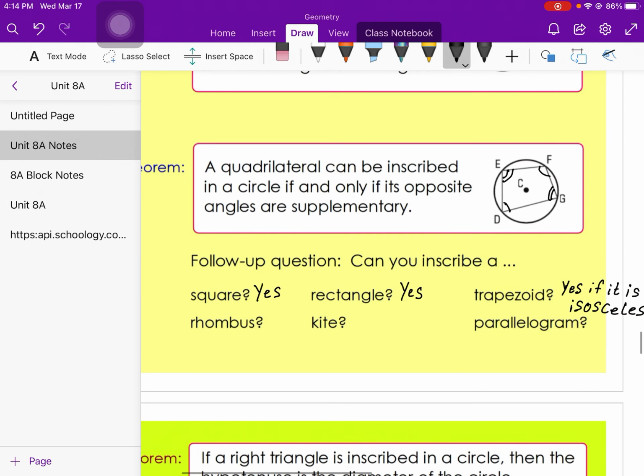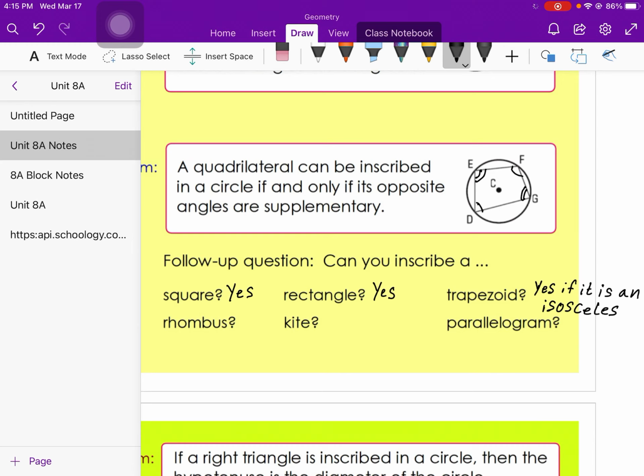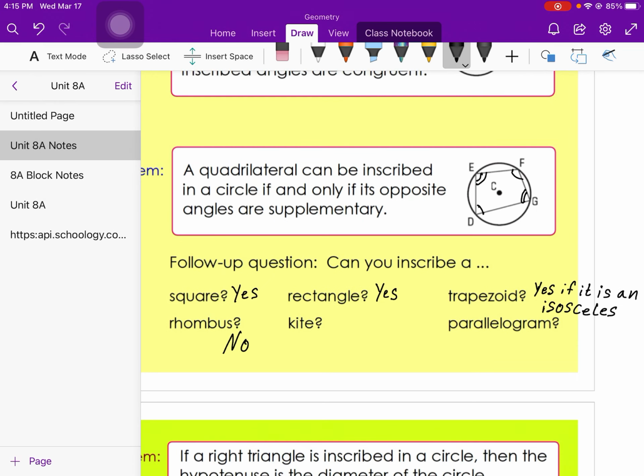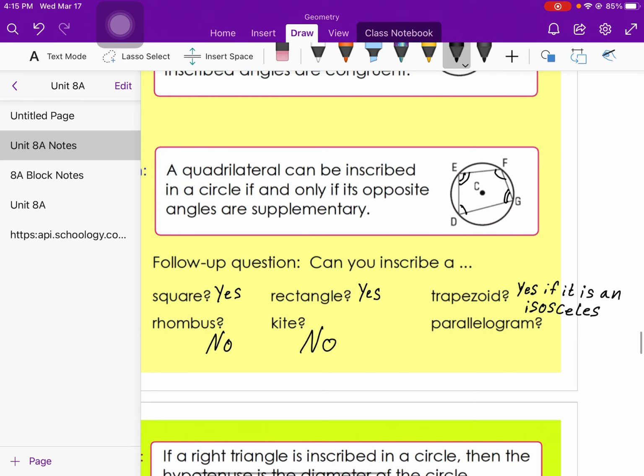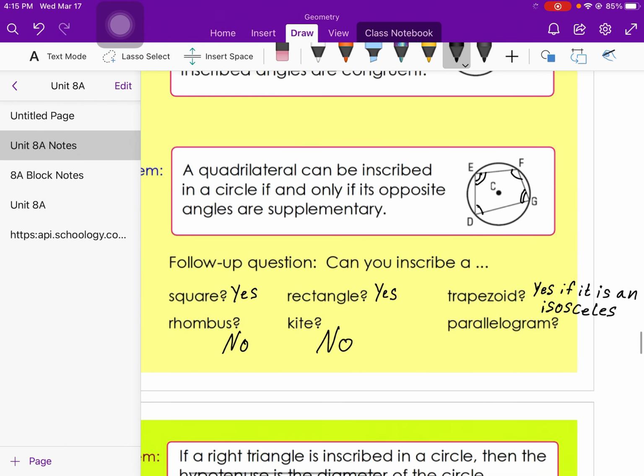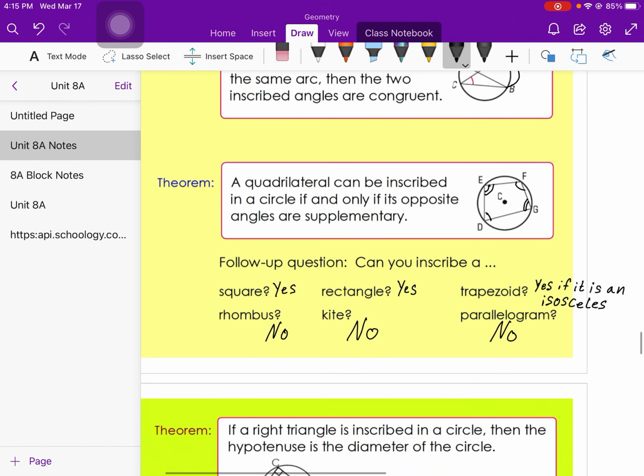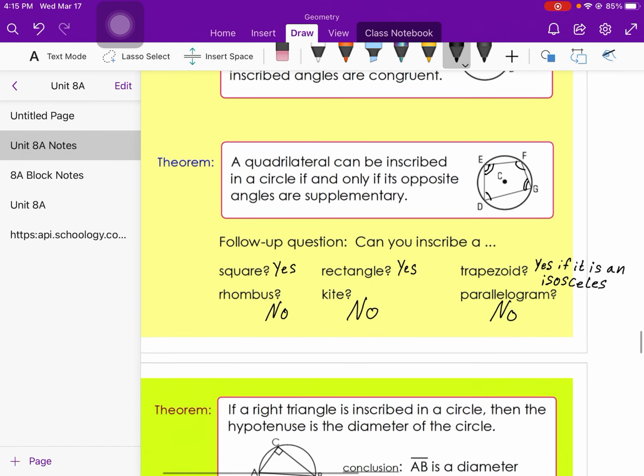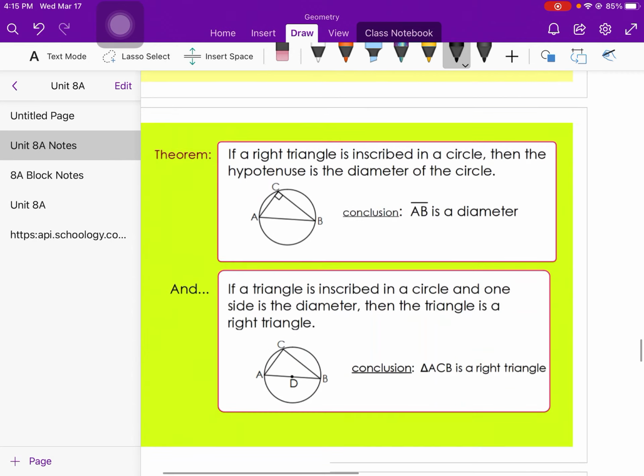And then the rest are actually going to be no, because a rhombus, if the rhombus is a square, then it would be yes, but assuming it's just a regular rhombus that isn't a square, the opposite angles are not supplementary. Same thing for a kite. And a parallelogram, opposite angles are congruent, but not necessarily supplementary. So the first two are yeses and trapezoid if it is an isosceles.